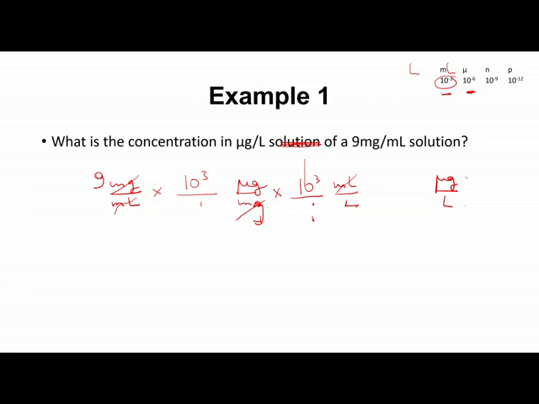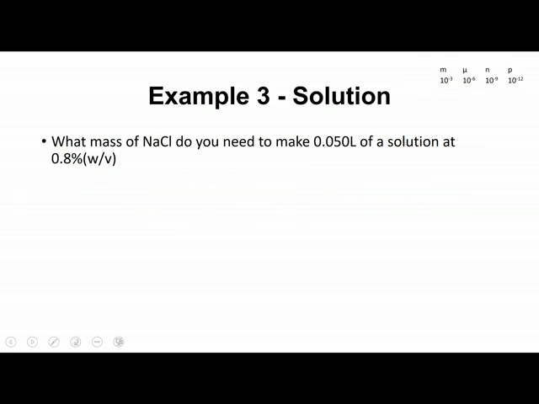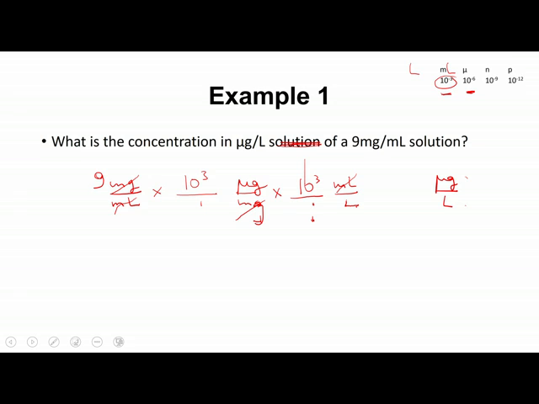Sorry, the pen is going crazy, or I'm going crazy. It's obviously the pen, but for some reason not writing very well. Anyways, I hope it's clear. So the final result here will be 9 times 10 to the 6 micrograms per liter.